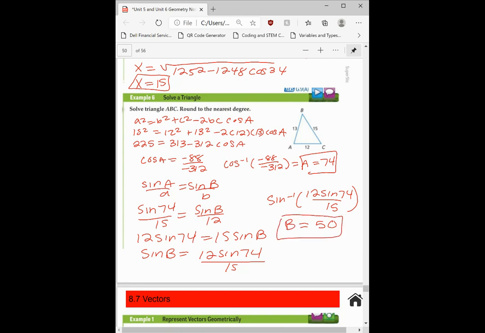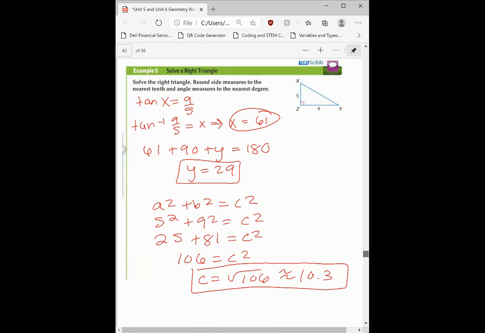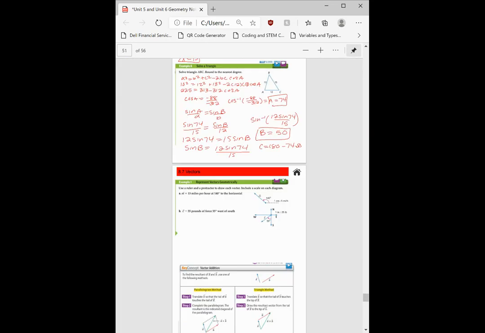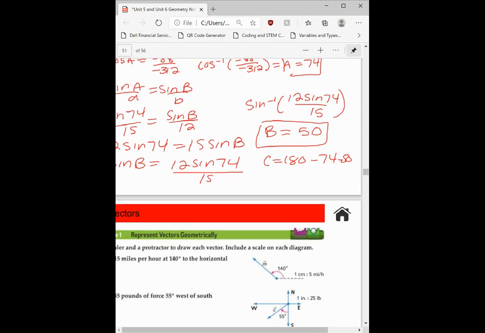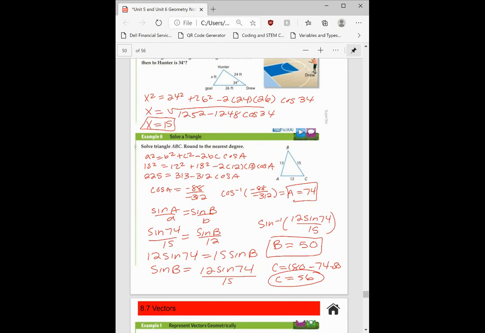Okay. So by the triangle angle sum theorem, to find the measure of angle C, I just have to do 180 minus 74 minus 50. Oh no! Sorry guys, give me a minute. I went too far. We're here. Minus 50. So I get C is equal to 56. There we go. I found A, I found B, and I found C. Okay. And then again, that concludes 8.6.